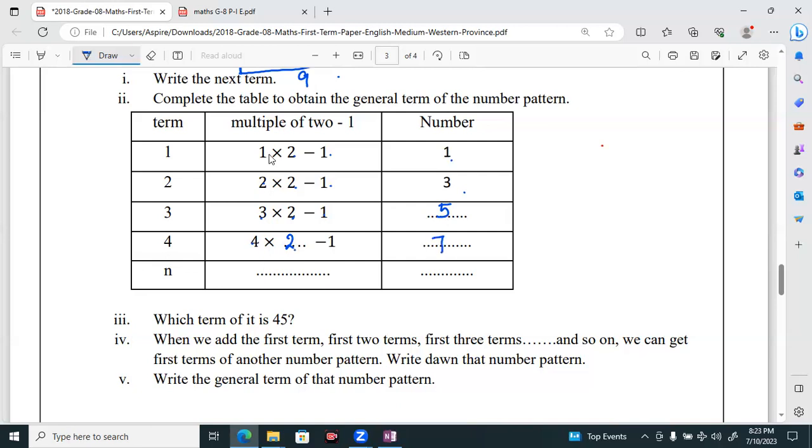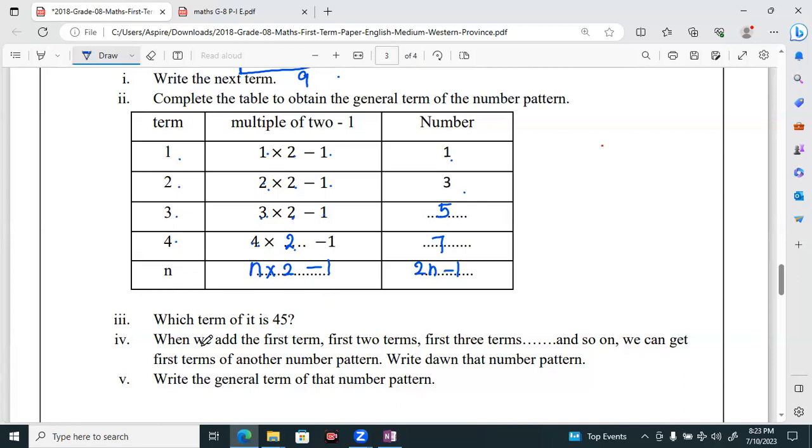Then instead of 1, 2, 3, 4, what do we write? n. So here it is n times 2 subtract 1. It is 2n minus 1.